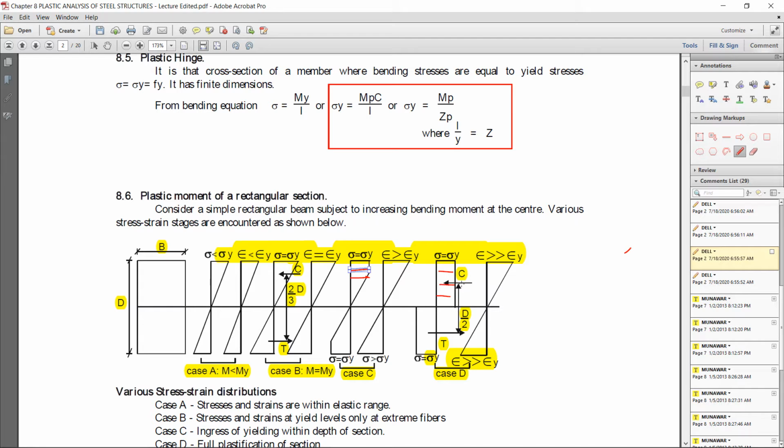That is the case when the strains are greater than yield, much more than yield. The strain profile will keep on increasing, meaning deformation will keep on increasing. Its shape will remain the same, but only the stress profile changes due to the yielding of the fibers.